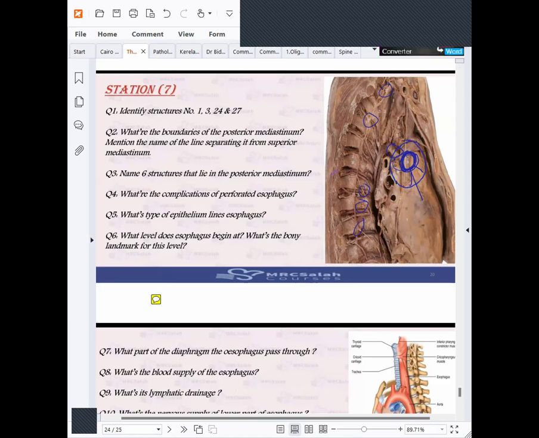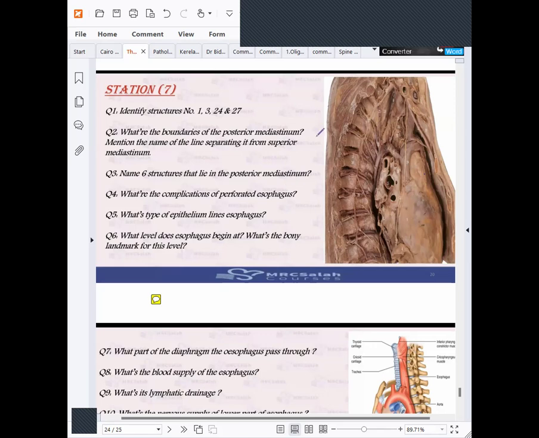Okay. It is the superior vena cava, I guess. Yes, it is the superior vena cava. And 27, this is 27. These all are 27. Yes, it is the sympathetic trunk. Sympathetic trunk with ganglion.